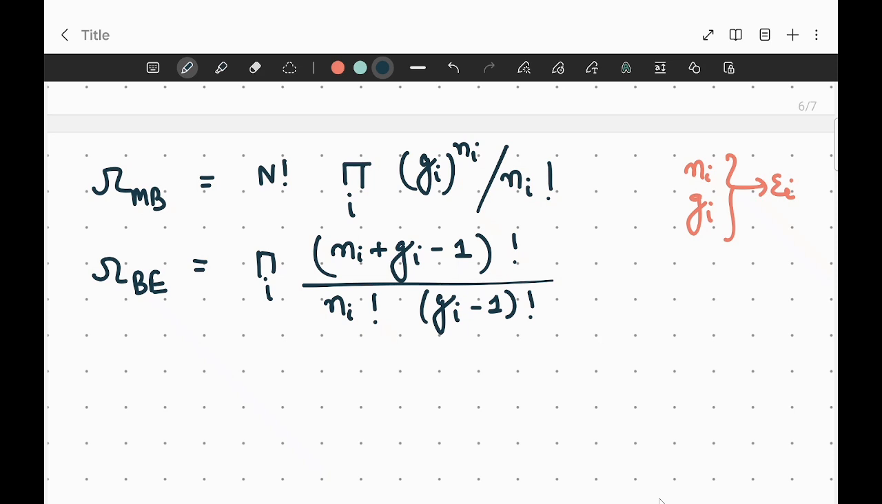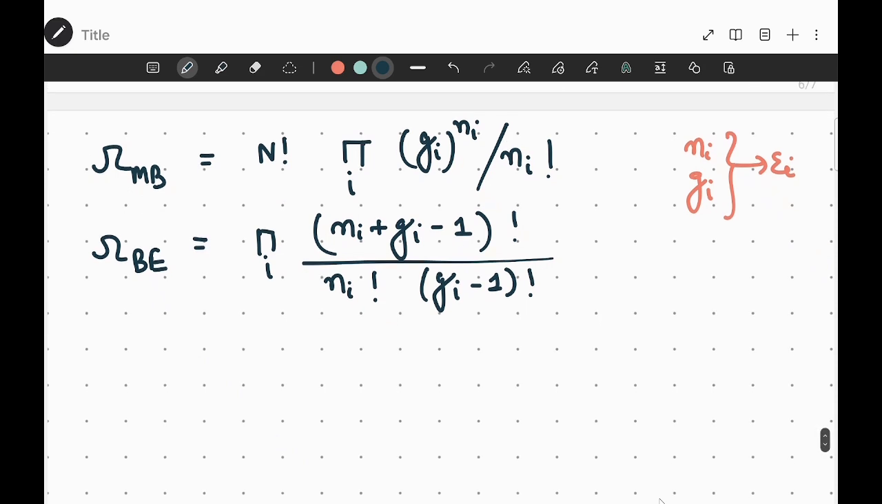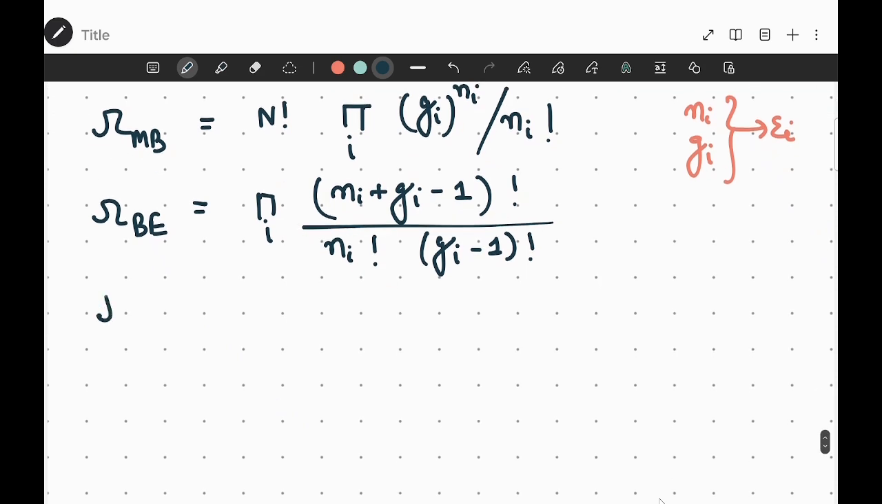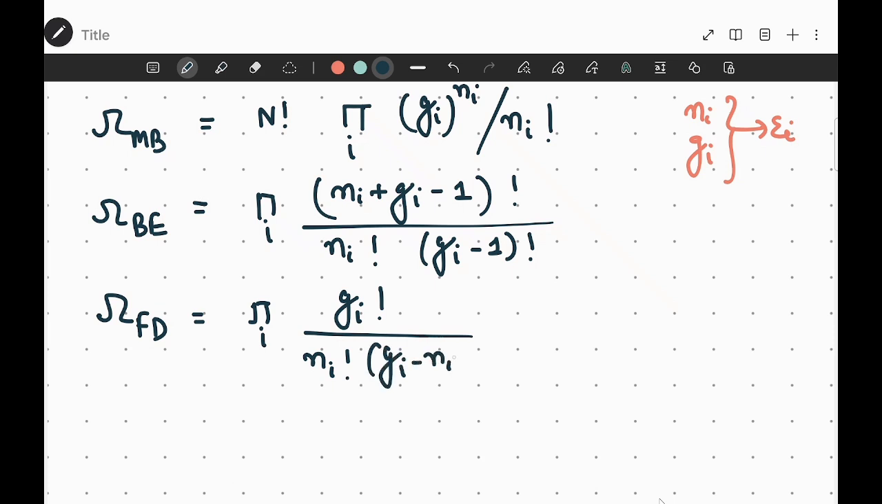But you have to understand that this is a symmetry. It must be symmetric because it is for bosons, so while proving this we have to consider the symmetry nature. And for fermions, which follow the Fermi-Dirac statistics, the formula is g_i factorial divided by n_i factorial times (g_i minus n_i) factorial. So these are the three formulas: Maxwell-Boltzmann, Fermi-Dirac, and Bose-Einstein.